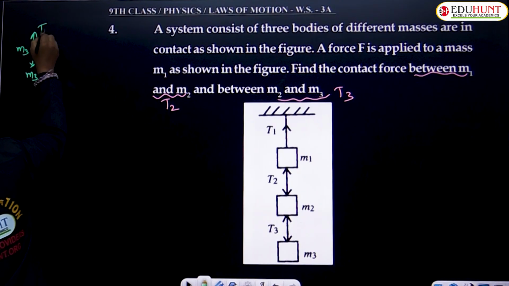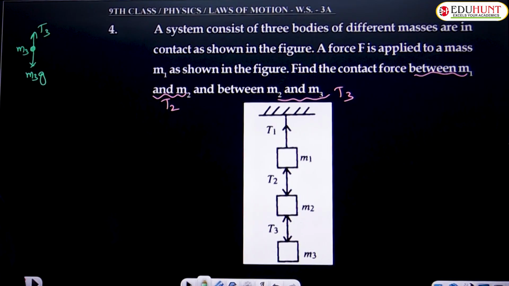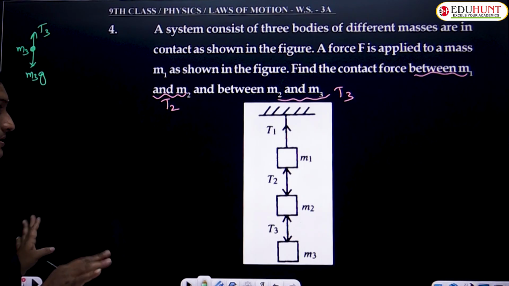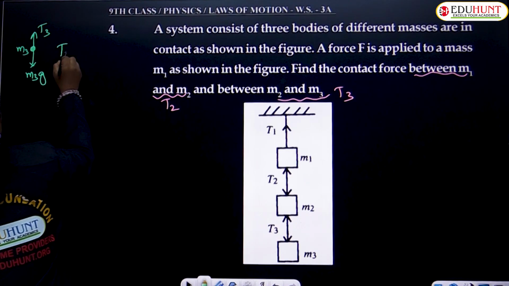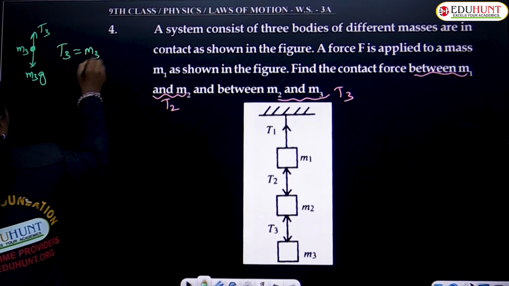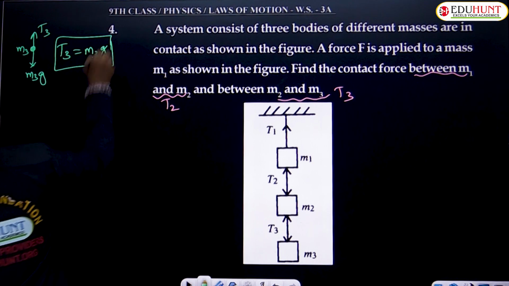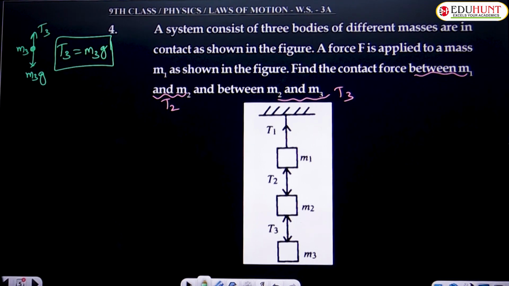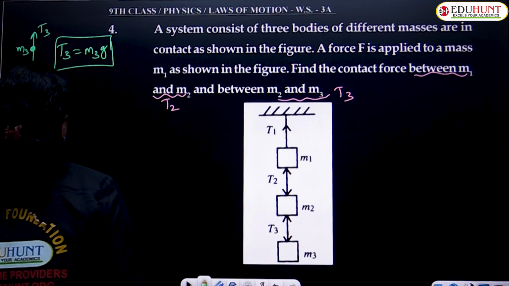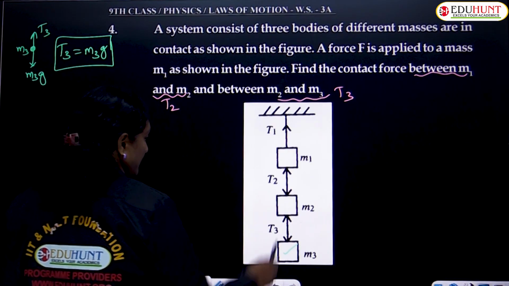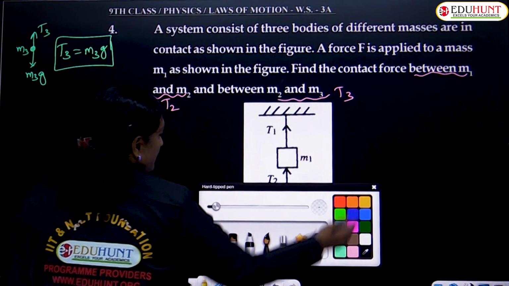So what is the tension, children? T3 is the tension upwards. Observing this, we can see that the upward force must be balanced by the downward force. The system is not accelerating. So clearly from the figure we can write that T3 equals m3g. So what is the contact force between m2 and m3? Its value is T3, which equals how much, children? m3g. That's it, so this part is over. Now let us move to the next part.